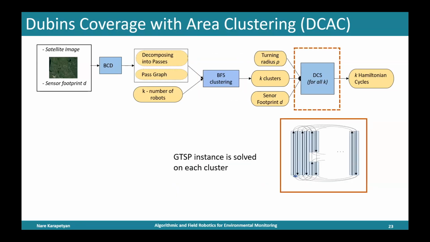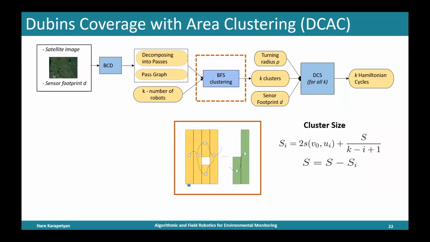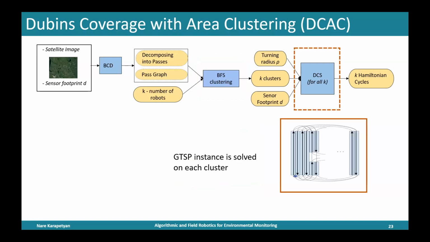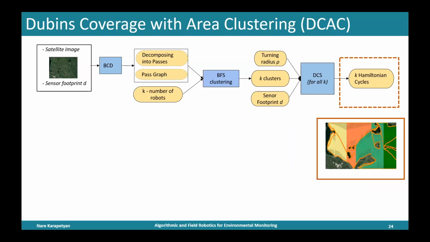And as a result of that, on this stage, we cluster each of these regions. Now we have semi-equal regions that each of the robots can travel to perform the coverage. And now for each of these regions, we solve the generalized traveling salesman problem that I showed on the previous stage, right? And as a result, we get K cycles corresponding to each of the robots, and they can be deployed in the real world.